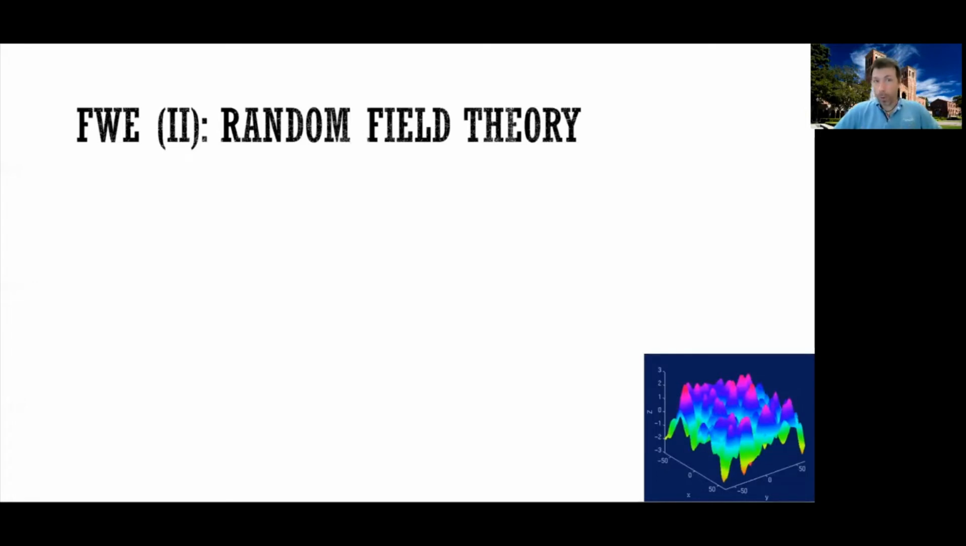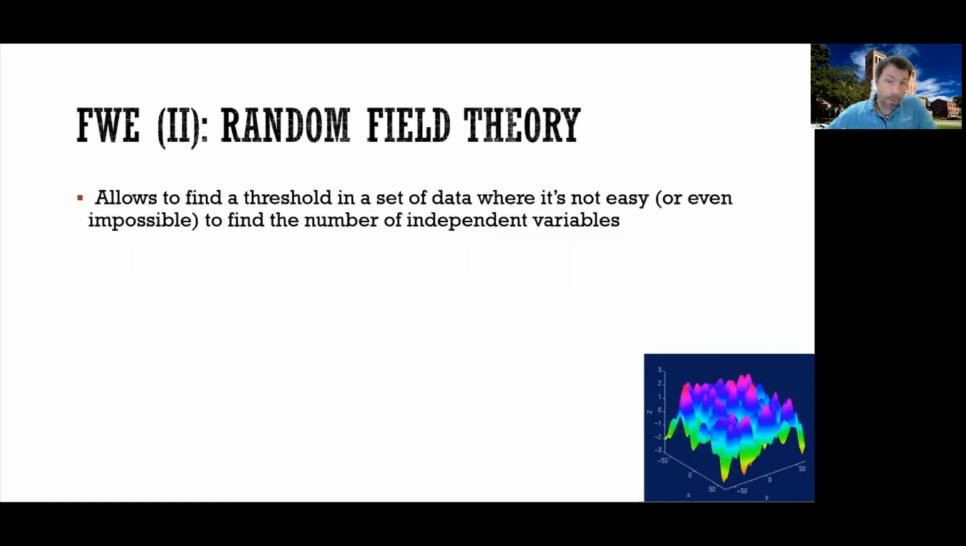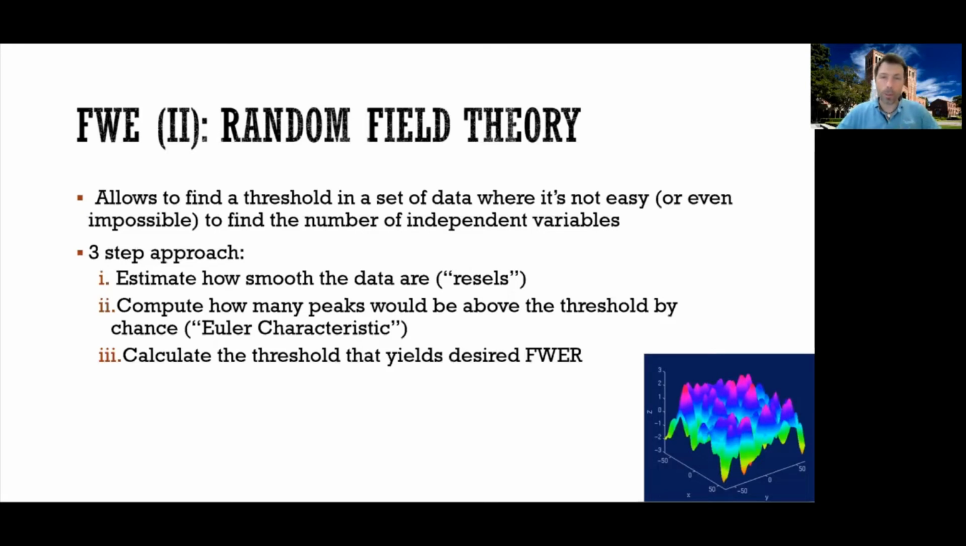Now, a second way of approaching the problem is to use cluster correction based on random field theory. The idea is that we can use random field theory, which is a relatively recent body of mathematics that defines theoretical results for smooth statistical maps. We can use random field theory in order to find a threshold in cases where it's not really possible to find independent variables, and thus it's impossible to apply Bonferroni. This is just a different strategy to threshold fMRI data.